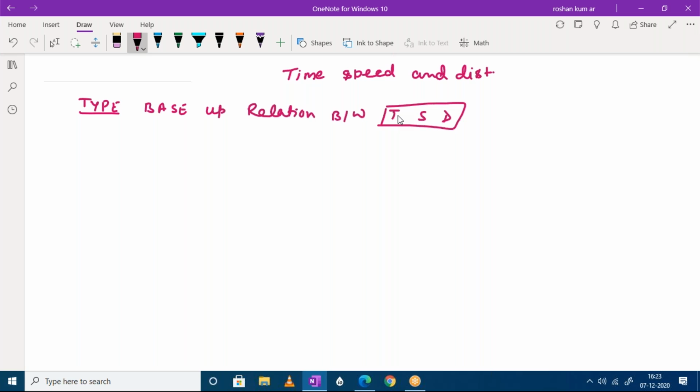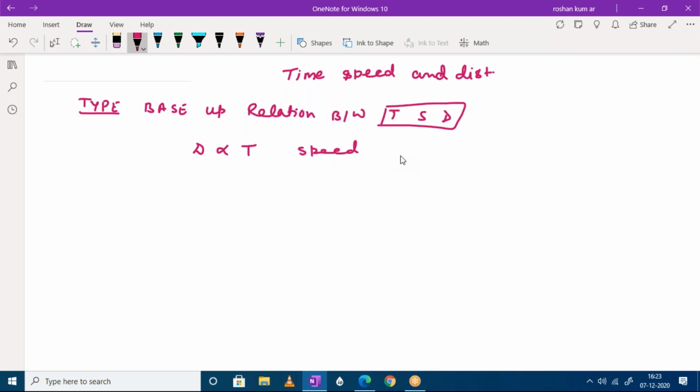Means if time will vary, speed will remain constant, then distance will change. Or when time will vary, distance will remain constant, then the speed will change. So if you make a change in one, keeping the other constant, the third quantity will definitely change. And there is a definite relation between them, which I hope all of you are aware of: distance is directly proportional to time, right? Keeping speed as constant.